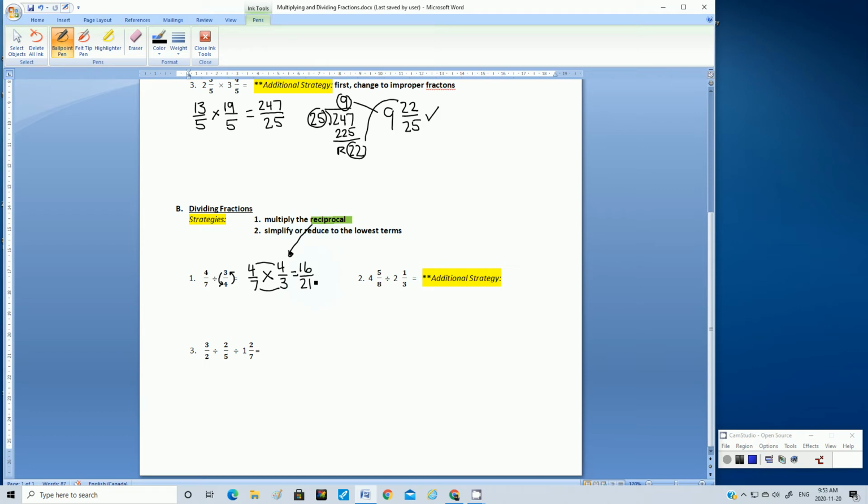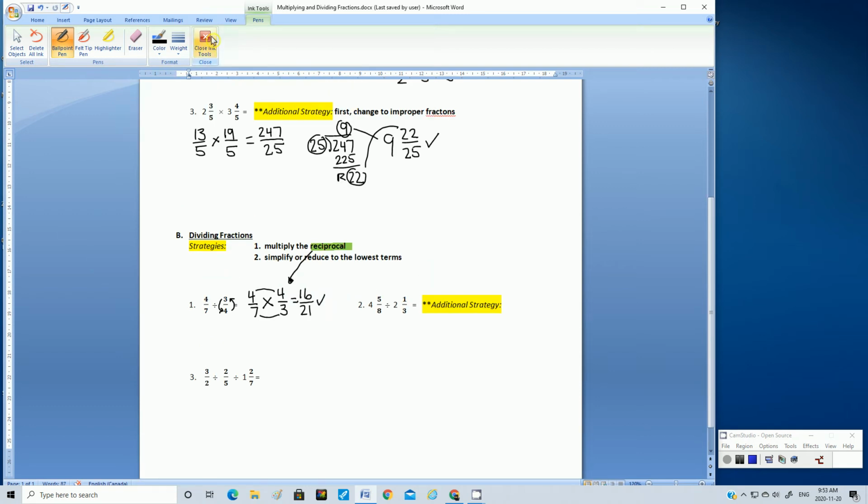Is there any factor that divides evenly into 16 and 21? Well, 2 is a factor of 16, but is not a factor of 21. 3 is a factor of 21, but is it a factor of 16? No. 4 is a factor of 16. Is it a factor of 21? No. All right, I think this is in its lowest terms. Excellent. That doesn't always work like that, does it? Okay. All right. Question number 2.